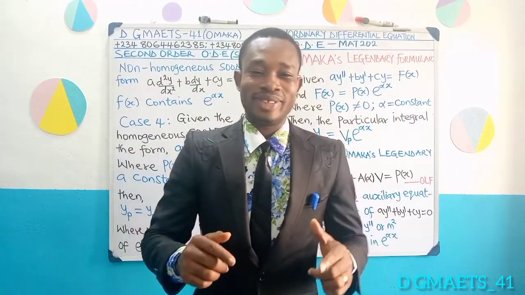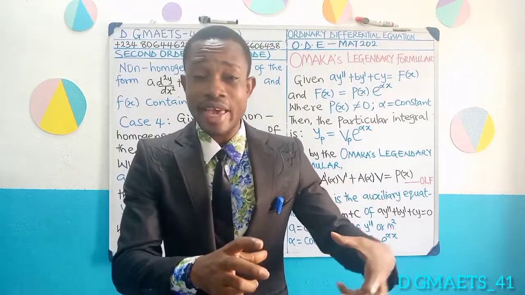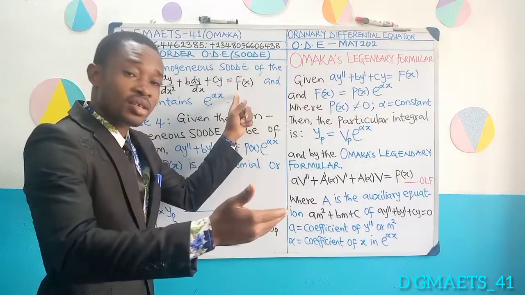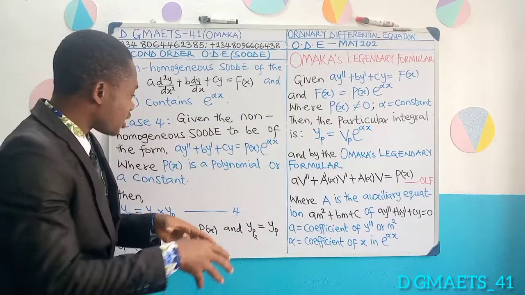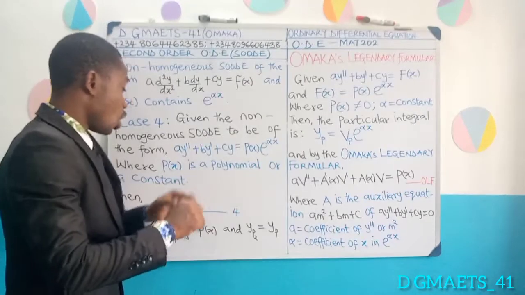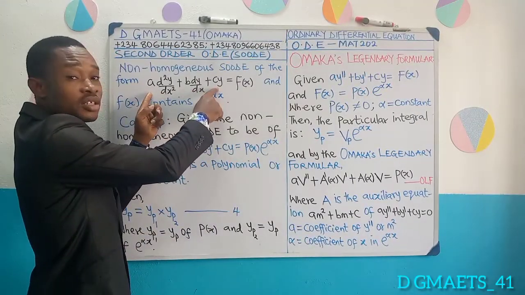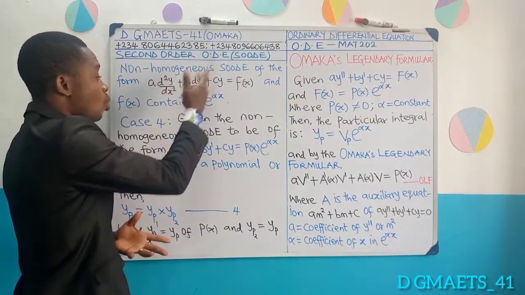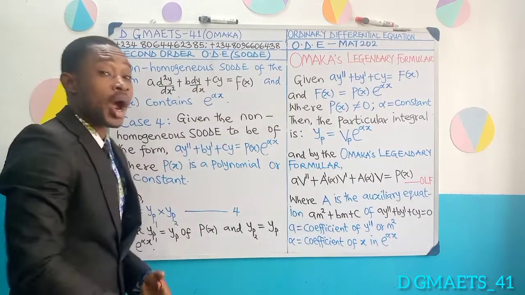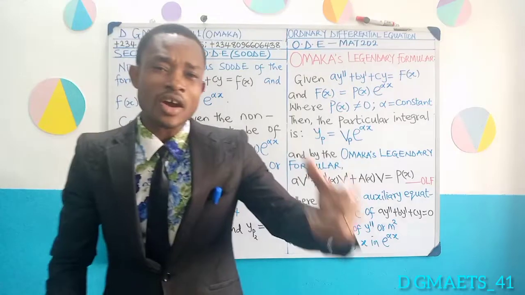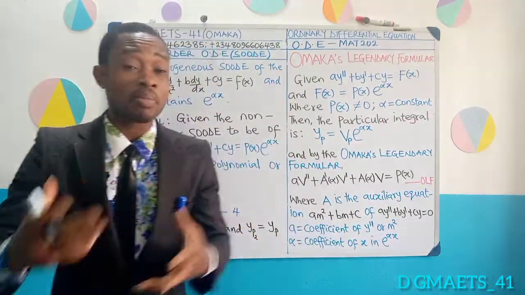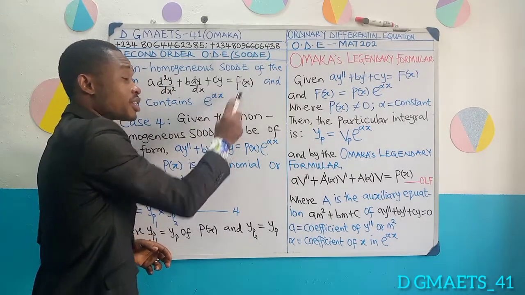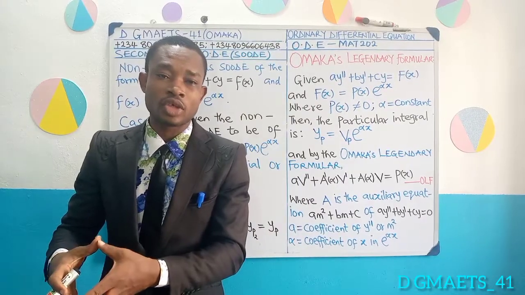In this video, I now present to you the fourth case, a case where the exponential term we have in this f of x happens to be a part of the complementary function obtained by solving the homogeneous part of this non-homogeneous SOODE. You know, the homogeneous part is a y'' plus b y' plus c y equal to what? 0. When you solve, you obtain a solution there which we refer to as a complementary function. Now you notice that the exponential term in this f of x forms part of that complementary function.